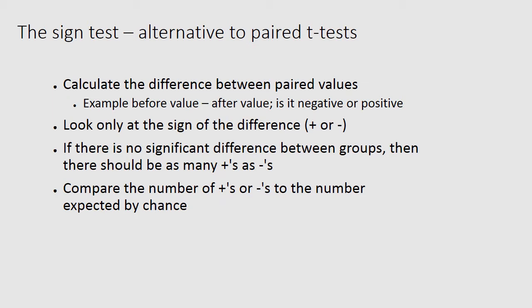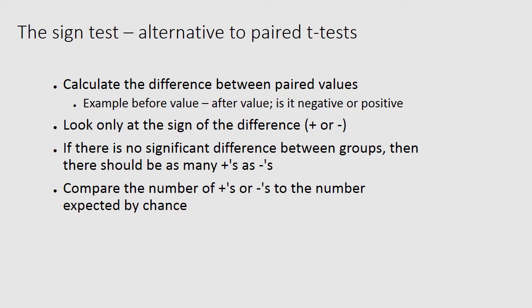So the first one we're going to learn is called the sign test. It's an alternative to the paired t-test. And it's similar to what we've done in the paired t-test where we have the before and after value and we minus those to look for the difference. But in this case, we lose the actual numeric value in the difference, and what we end up with is just the negative or positive sign associated with each difference.